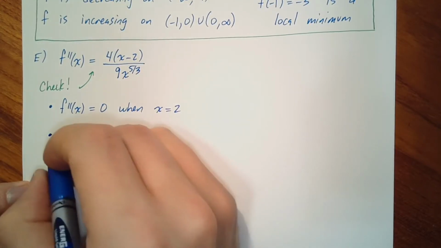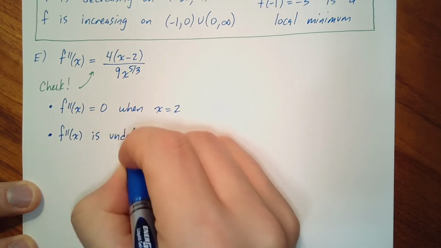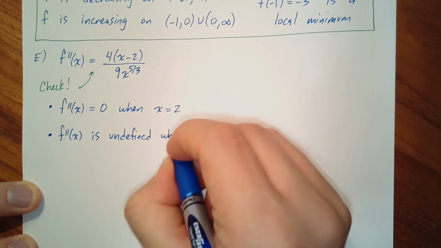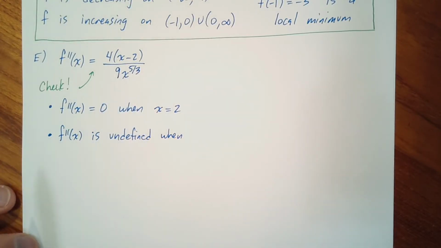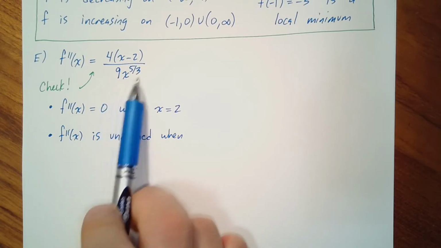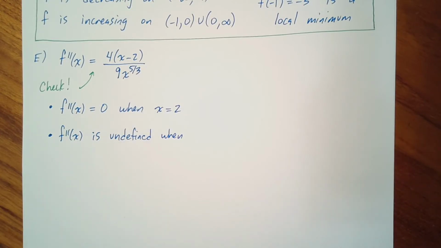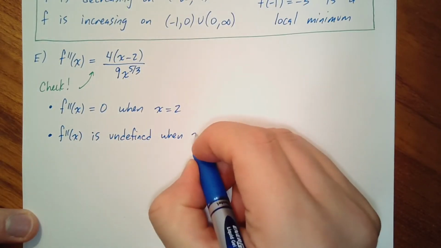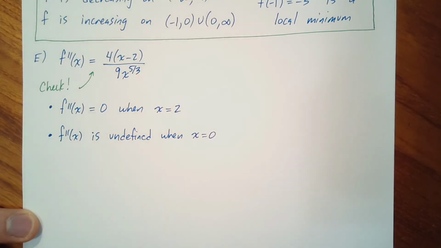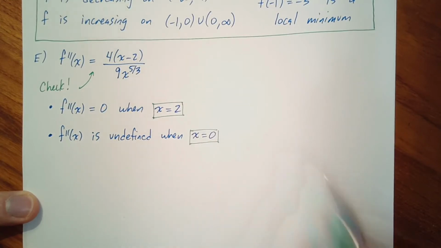Now, when is f double prime of x going to be undefined? It's going to be undefined when the denominator is equal to 0. Well, 9 is never 0. So the only way the denominator is going to be 0 is if x to the 5/3 is equal to 0. And again, x to the 5/3 is a positive power of x, so a positive power of x is going to be 0 exactly when x is equal to 0. So that's how we're going to get our other value. Okay, so those are the two values that you're going to use on your second derivative table.